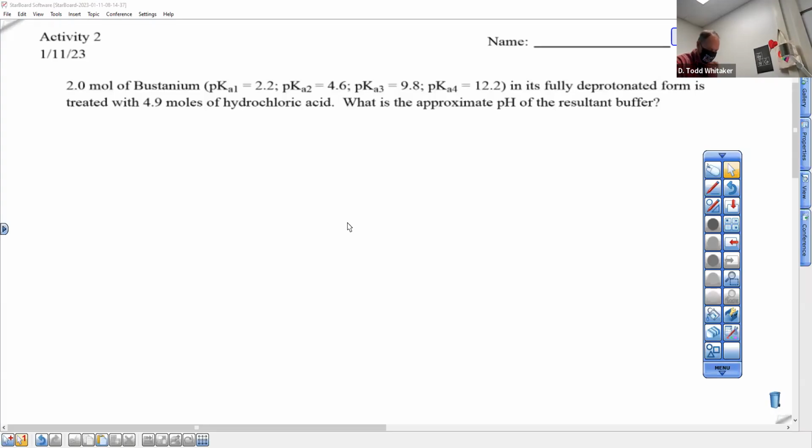Hello, ladies and gentlemen. We've got a buffer problem. One of our students suggested we do this, so she will be famous after this.